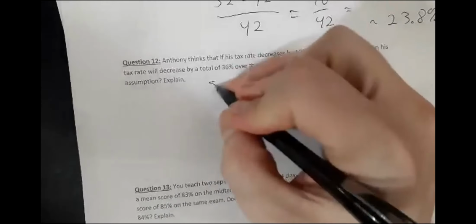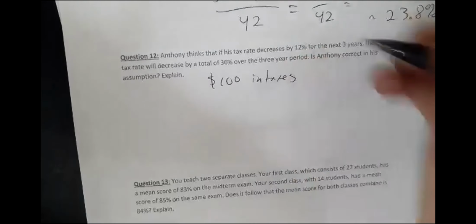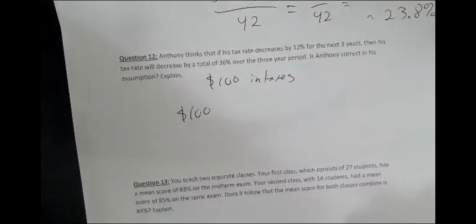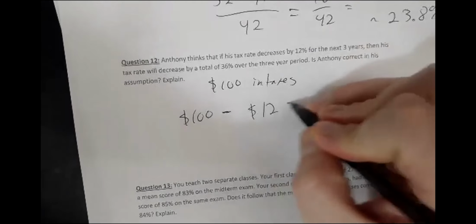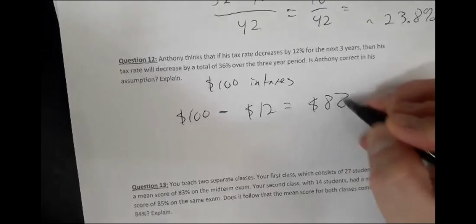So we start off with $100 in taxes. The first year it's going to get reduced by 12%. So we're going to take off 12%, which is giving me 88.